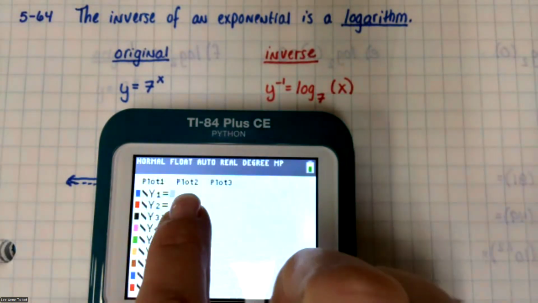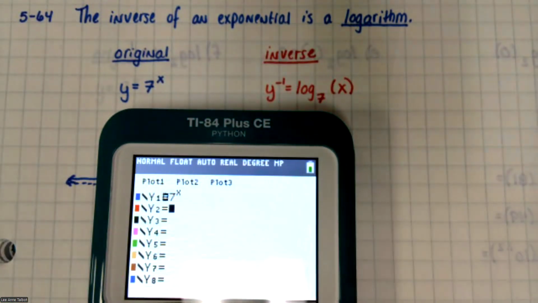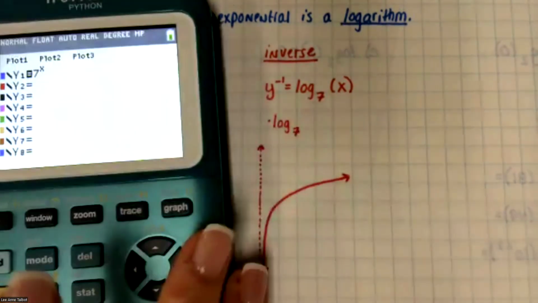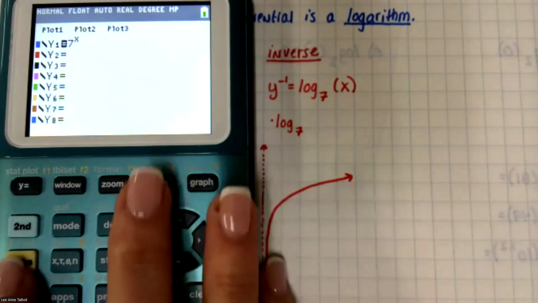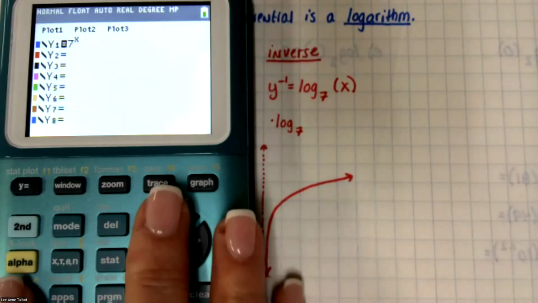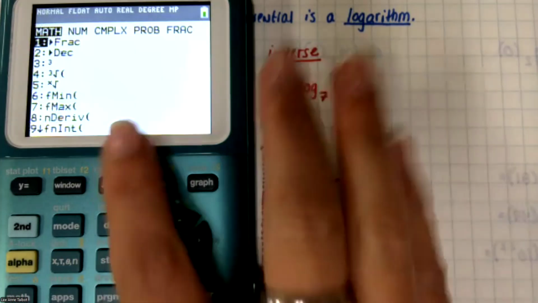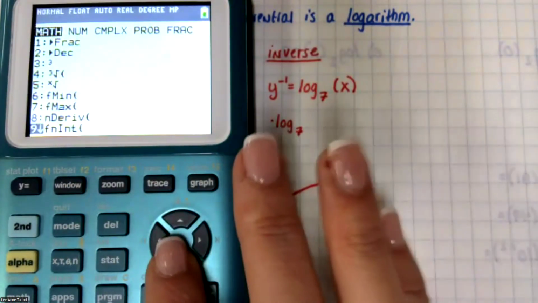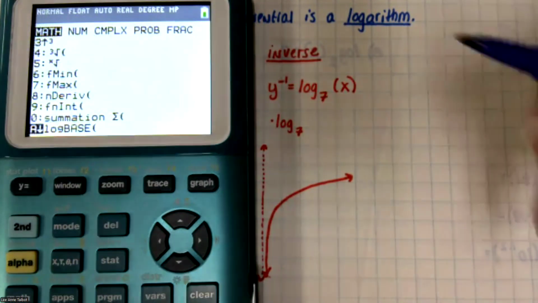Okay, so in y1, put 7 to the x. Now this is how you do the log. Hit the math button. And by the way, you should know that if you can't find anything on the graphing calculator, the first place to check is the math menu. Now scroll down. It's down a ways, and you want to find the one that says log base. Put yourself a little note over here.